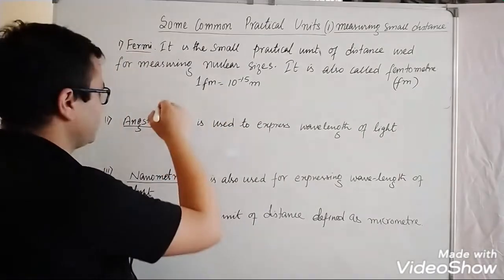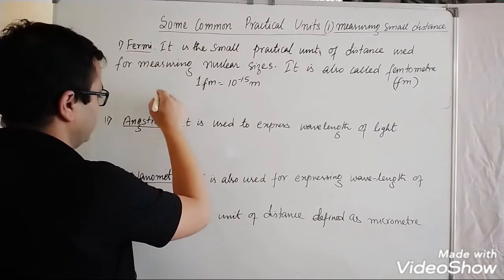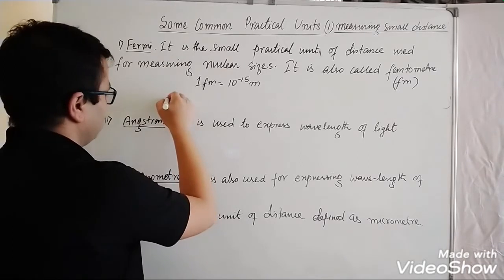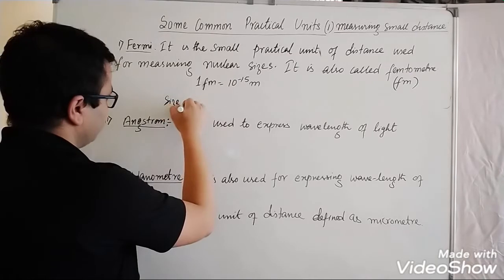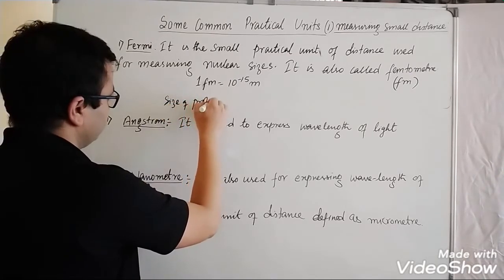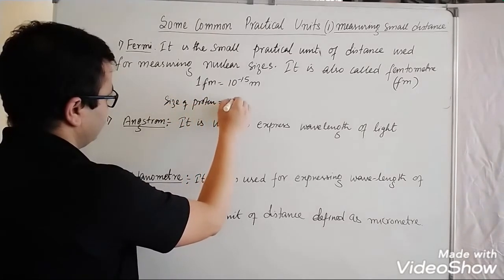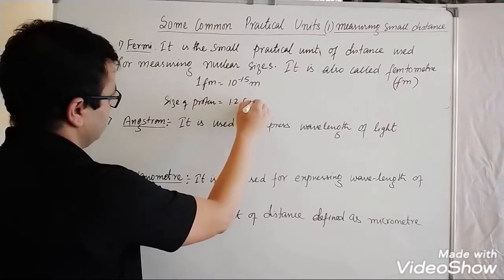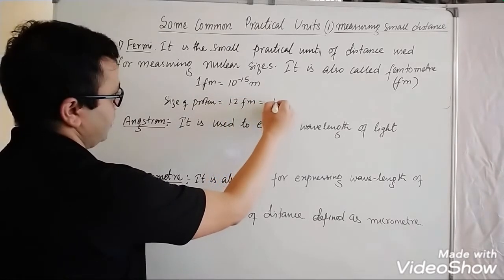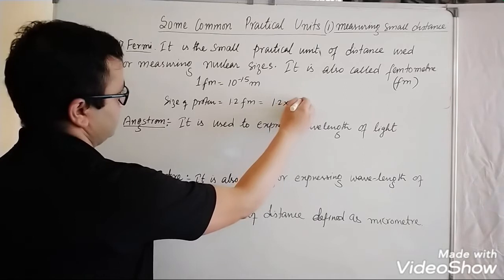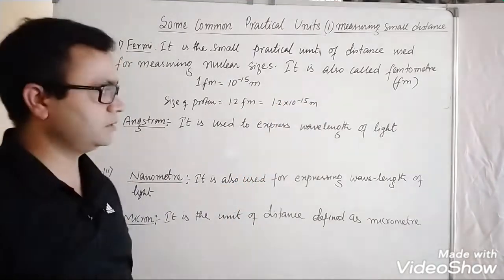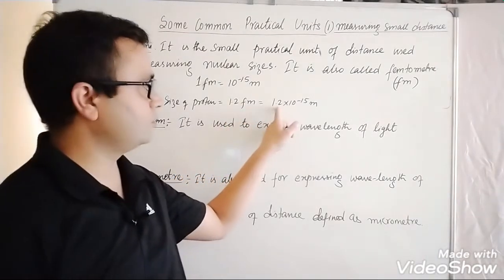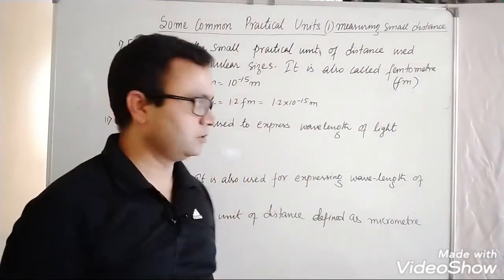We know that the size of a proton equals 1.2 fermimeter. It means this equals 1.2 into 10 to the power minus 15 meter.